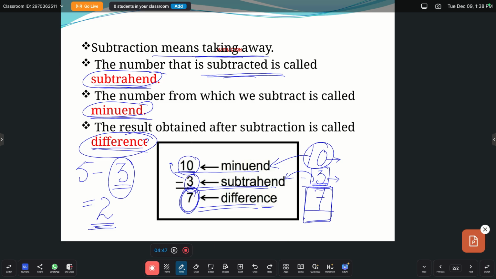Just as in case of addition, we learned that the result that we get after addition is known as sum. You will always remember the result that we get after subtraction is called difference. The numbers that we were adding in addition are known as addends. Here the numbers that we use during subtraction, first one is called minuend, another one is known as subtrahend. So you will always remember these things.